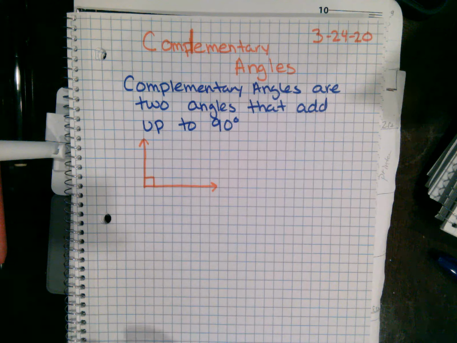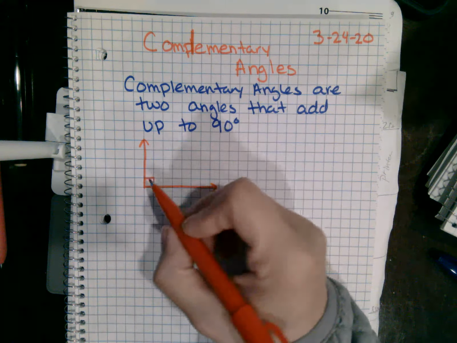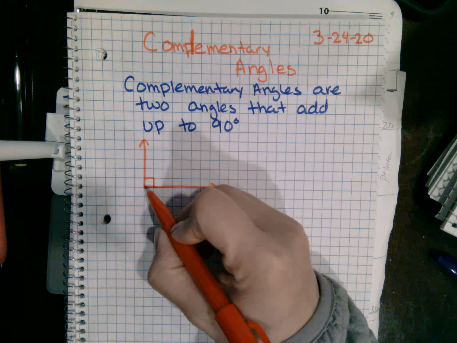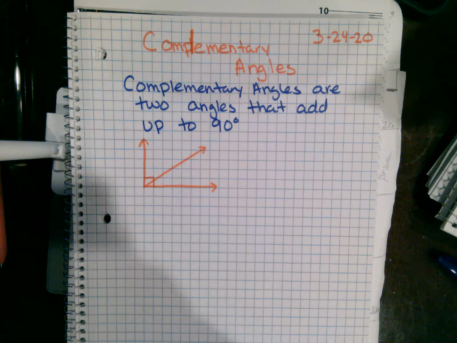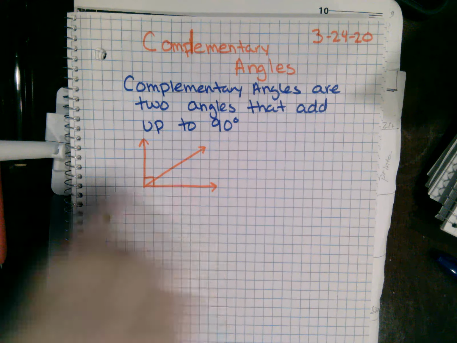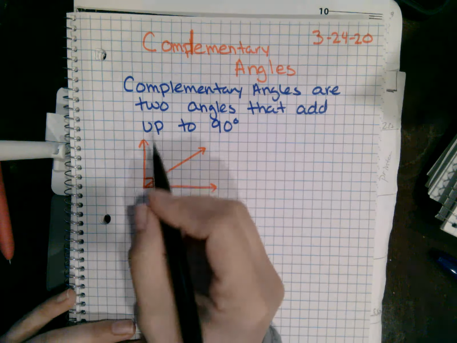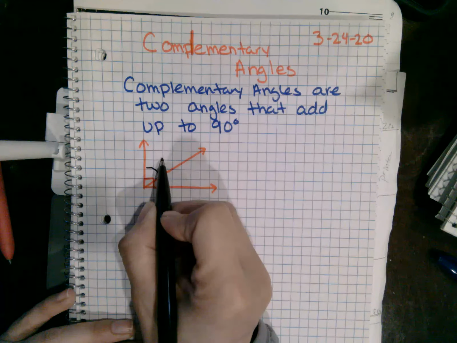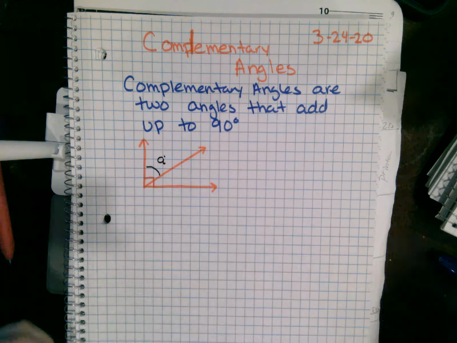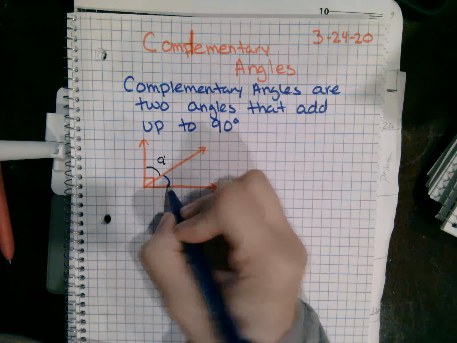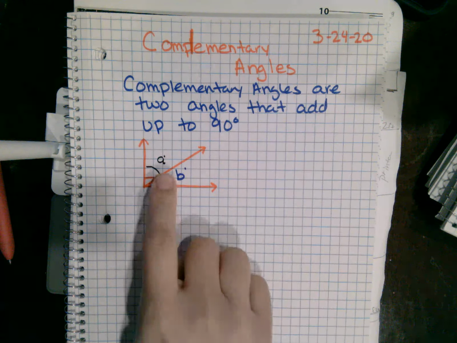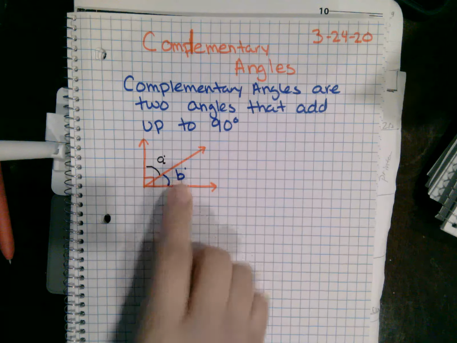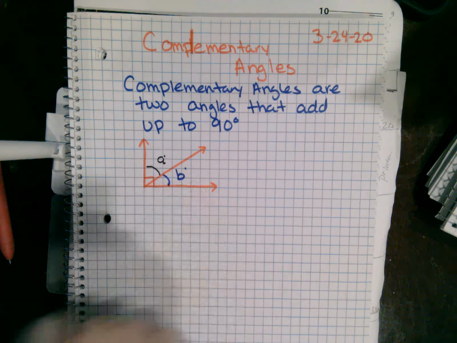But if you cut this angle, not necessarily in half, in any which way, doesn't have to be in half, now you have two angles, right? So this angle up here, we're going to call it angle A. And this angle down here is called angle B. Okay, so this one's angle A and this one's angle B. Together, they make a 90-degree angle.